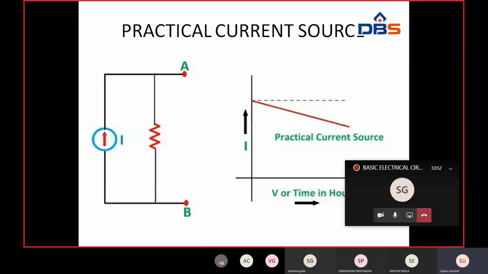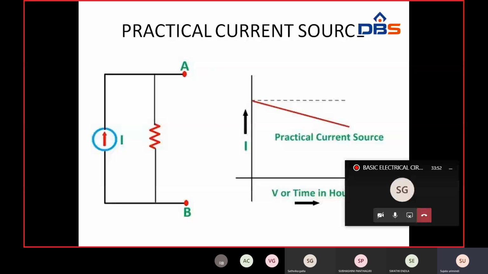So this is the difference between ideal and practical. Ideal means I generally neglect that resistance value. Practical means it is not possible to neglect that resistance, so there must be a little bit of drop. You remember that for a voltage source, the resistance will be in series combination. For a current source, the resistance will always be in parallel combination.